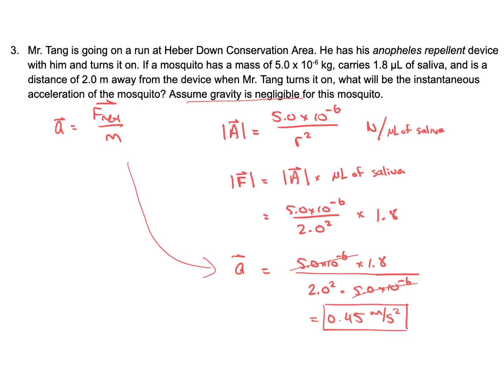Okay, so that'll be the acceleration of the mosquito, and this will be away from the device. The device repels it. Okay, so that's kind of a weak device. I'm going to need someone to build me a stronger one, because that's a pretty low acceleration.